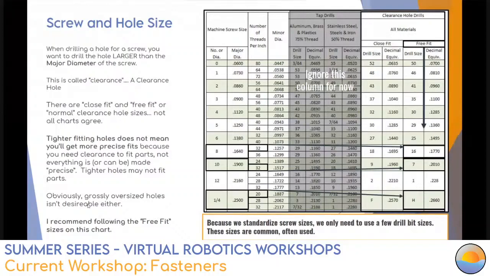So obviously, a grossly oversized hole isn't desirable either. Out of this chart, I would recommend a free fit here, and there's going to be a good reason for that later too. So for the 10-32, you don't want to use a number 7 or 201 size to drill a clearance hole. Because we standardize these screw sizes, we only need these three drill bit sizes.